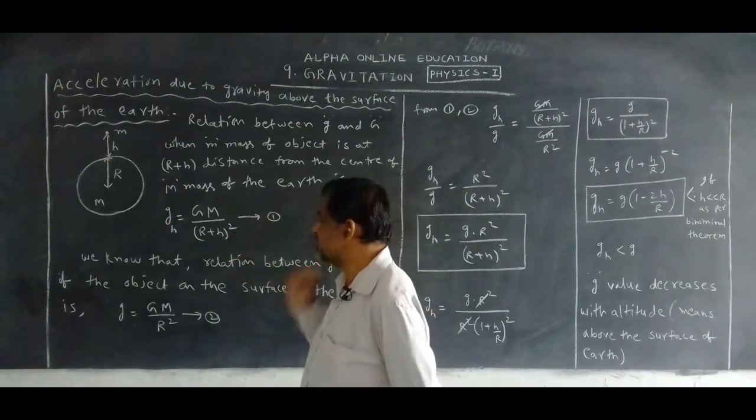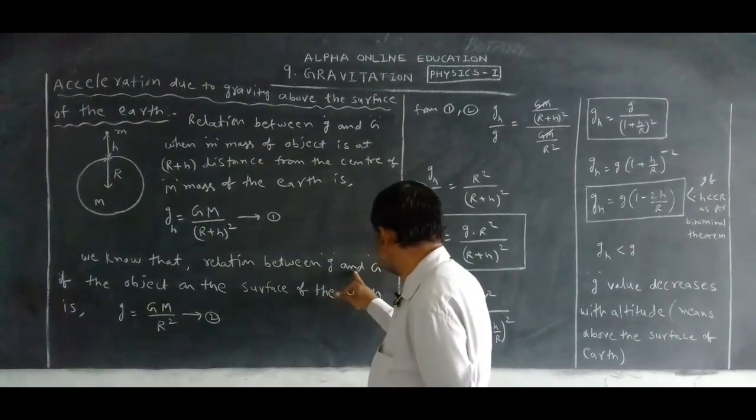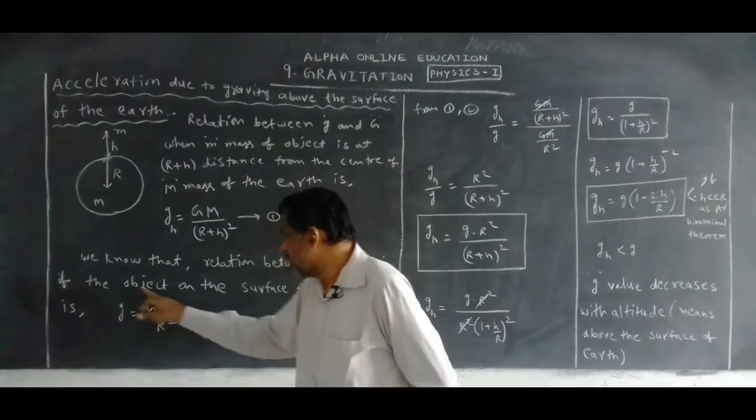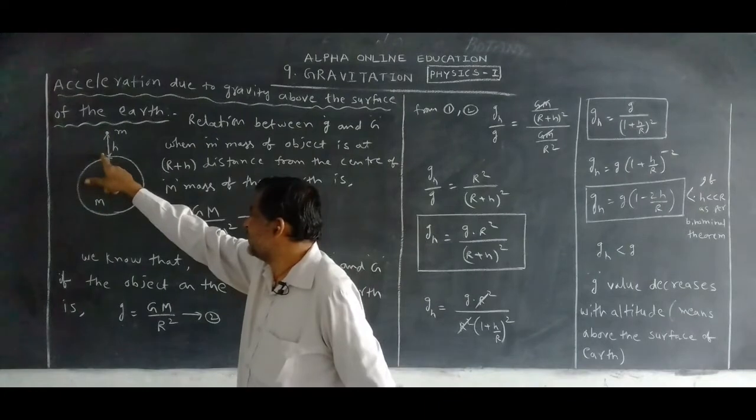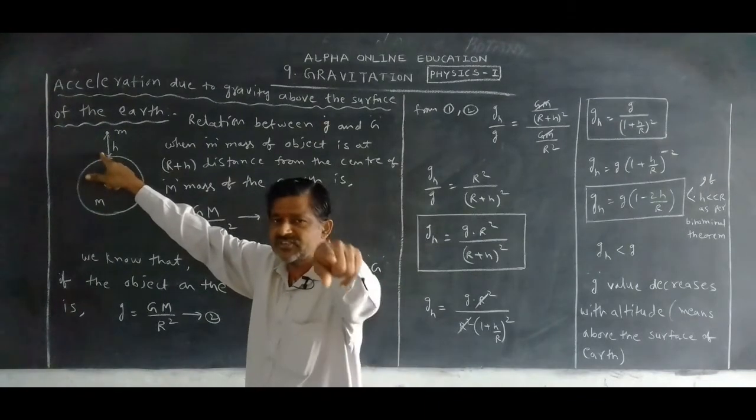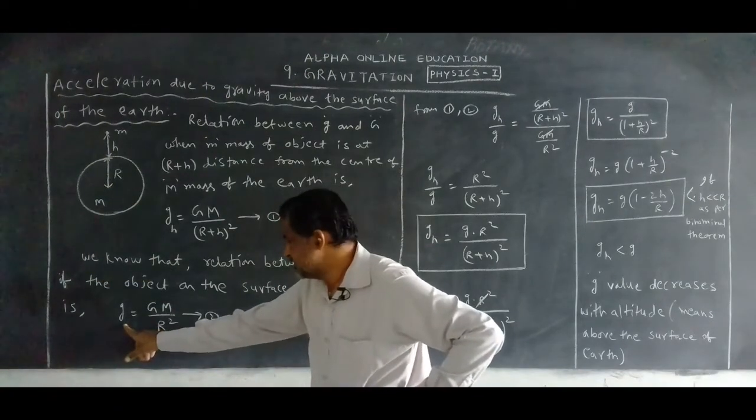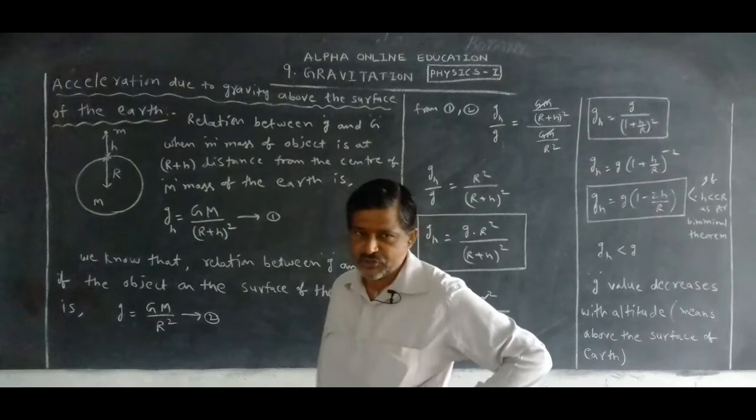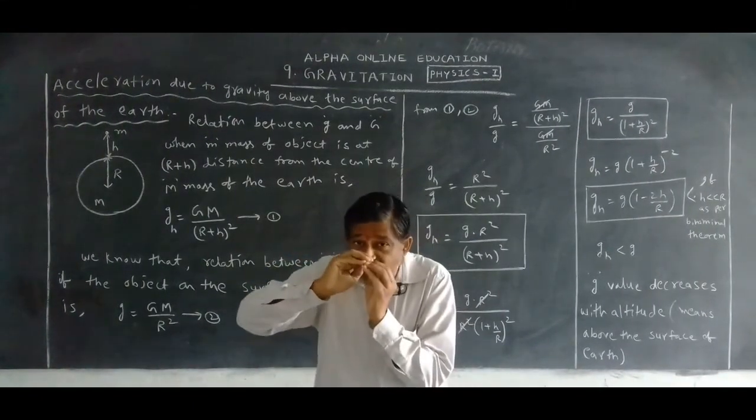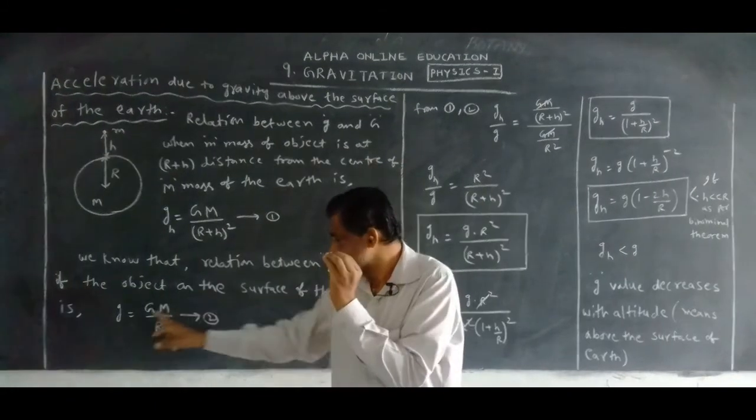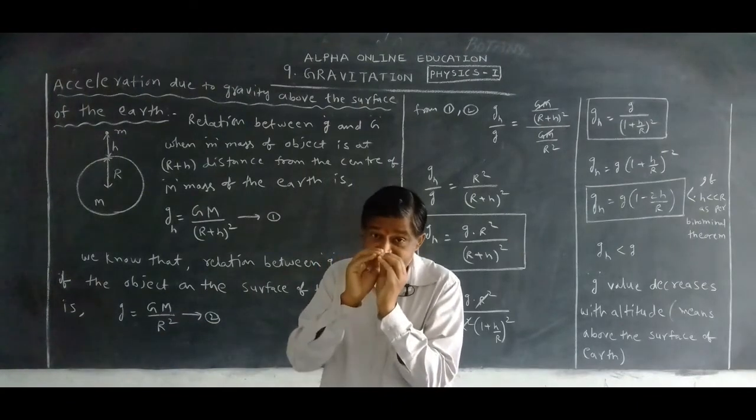Let us take this as equation 1. We know the relation between small g and capital G if the object is on the surface of the earth, meaning this object is here. In the last class we proved the acceleration due to gravity: g is equal to GM by R square. That is equation 2. When the object is on the surface of the earth, g is equal to GM by R square.